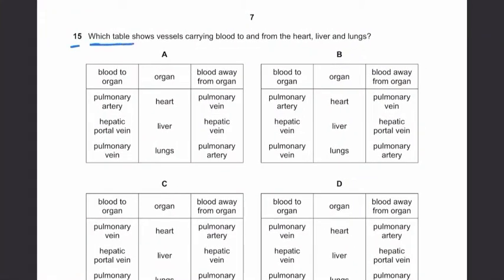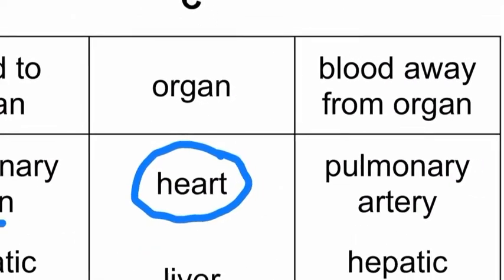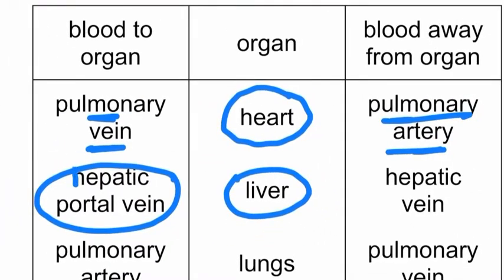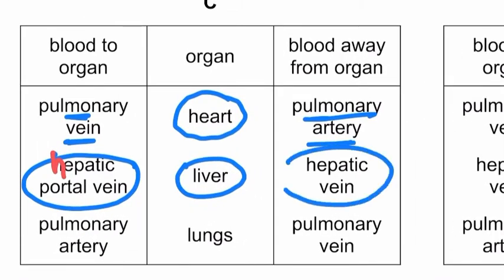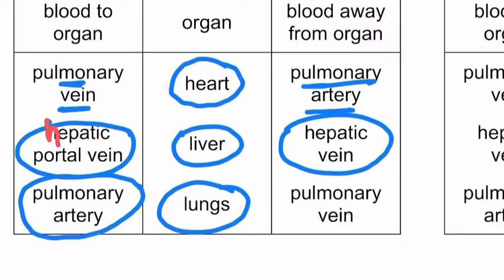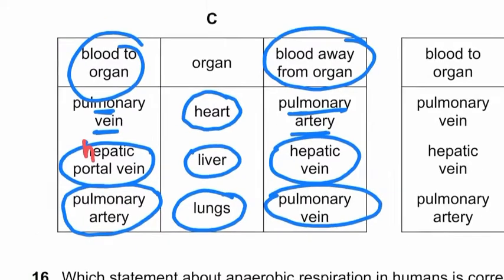Which table shows vessels carrying blood to and from the heart, liver and lungs? So guys, if we talk about the blood vessels of the heart, the pulmonary vein, as you all know, takes blood from the lungs to the heart, and the pulmonary artery takes the blood away from the heart. If we talk about the liver, the hepatic portal vein carries blood to the liver, that is the deoxygenated and nutrient-rich blood coming from the small intestine. And as you all know, the hepatic vein is the blood vessel which takes blood away from the liver. If we talk about the lungs, the blood vessel that brings the blood to the lungs is the pulmonary artery, and the blood vessel which takes the blood away from the lungs is the pulmonary vein. So the answer is C.